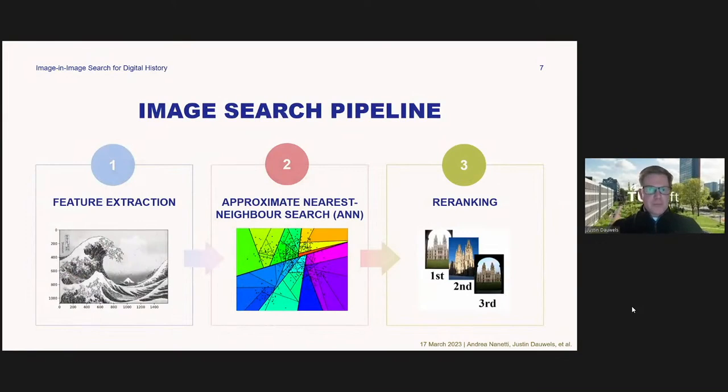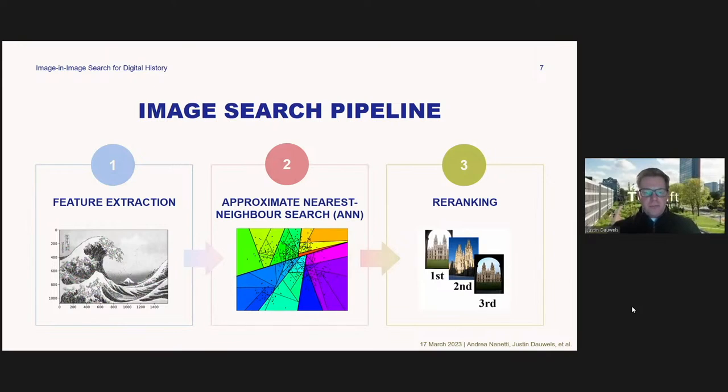So now I would like to communicate some information about how it actually works. Without being too technical, the system first extracts features from the images. These features are vectors that contain statistics about the image. Then we perform search, meaning we compare the feature vector of the query image with the feature vectors that are stored in the database. That's done by a very efficient search.